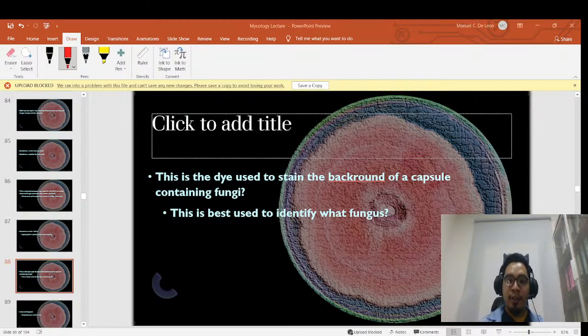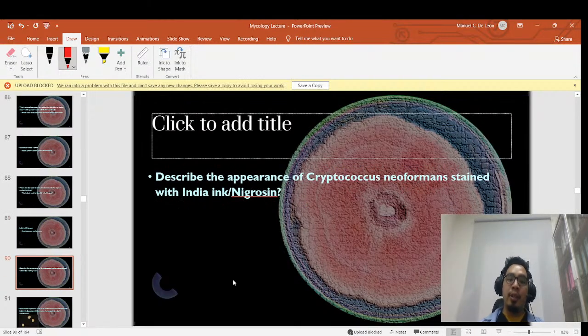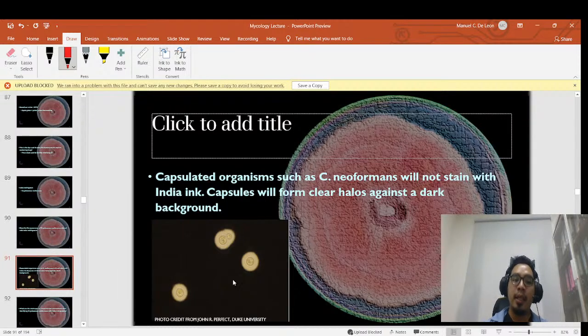Let's try to move on. India ink, Cryptococcus neoformans, that's the answer. Thank you so much for answering. Now, describe the appearance of Cryptococcus neoformans when stained with India ink. As I mentioned before, it stains the background and produces a halo appearance around the capsule of the organism. And this is the appearance of that one.